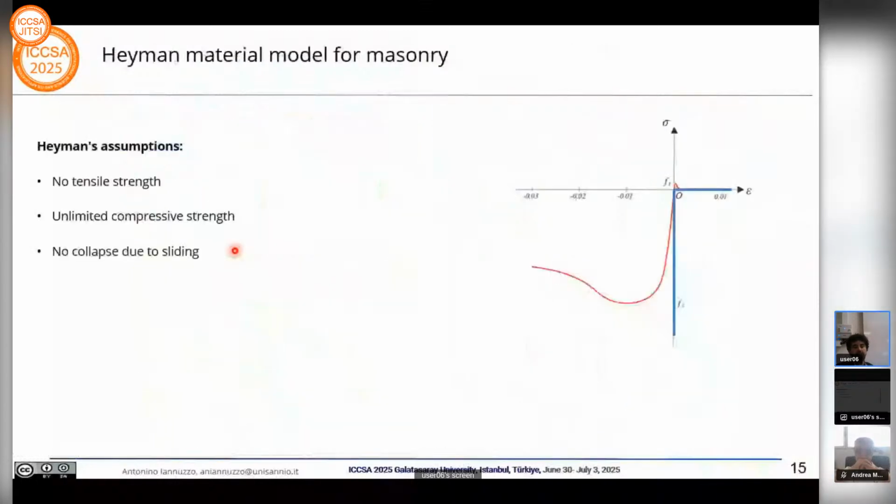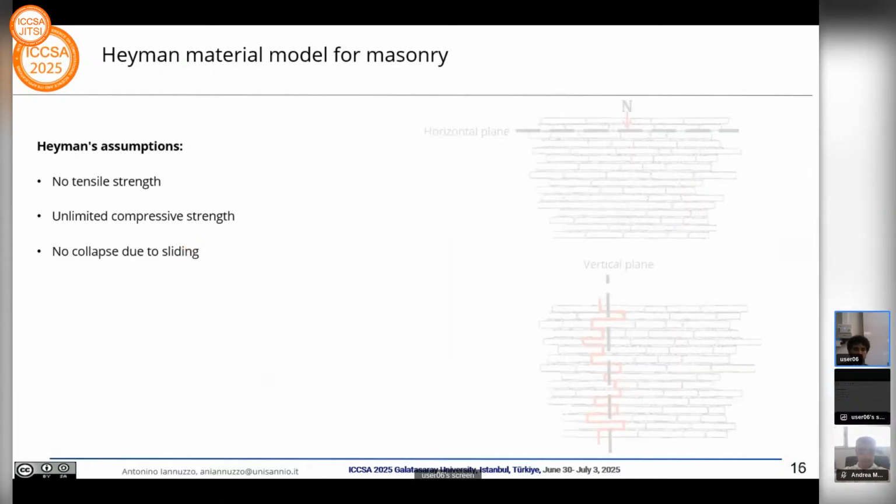Essentially, what we have tried to do with this topic is to use 3D elements software with this master student, trying to reframe the 3D model within Heyman's assumptions. We know very well that masonry has no tensile strength, infinite compressive capacity, and there is no sliding to collapse.